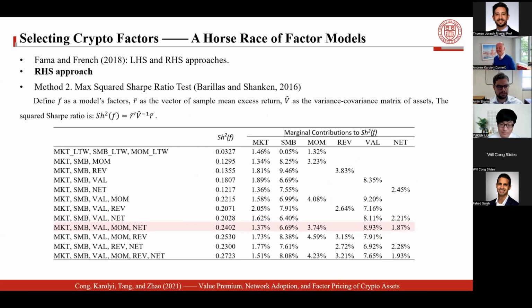I'll skip this. These are some right-hand side experiments, basically maximize squared Sharpe ratio. This is Barillas and Shanken. It's an RFS paper, and it's a nice metric of success that's a little bit different. What it does is allow you to examine the marginal contribution of each factor to driving hard on the overall squared Sharpe ratio. And that also is affirming of the 5-factor model.